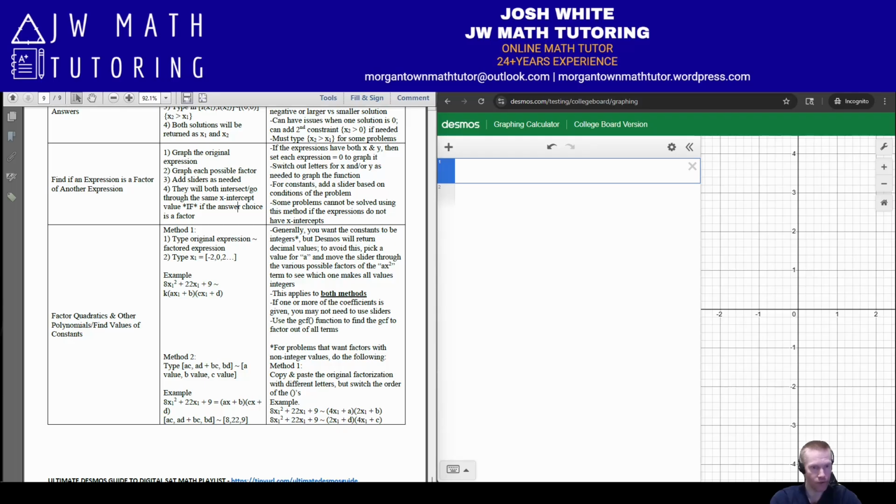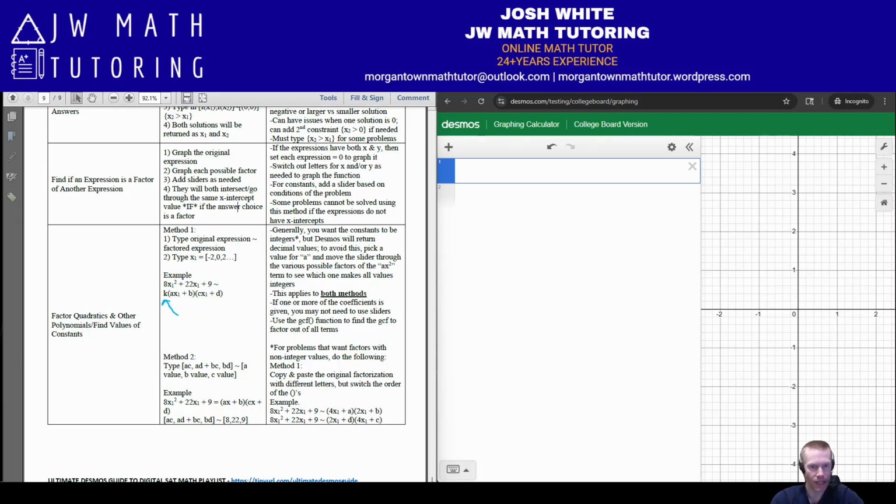The other thing is, if there's going to be a GCF for sure, then you can just use the GCF function, and put in whatever the values are. In this case, it'd be 8, 22, and 9. That's going to just return 1. But that would find the GCF to factor out, and you could put that in front, in terms of k.